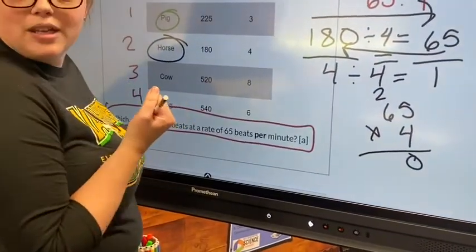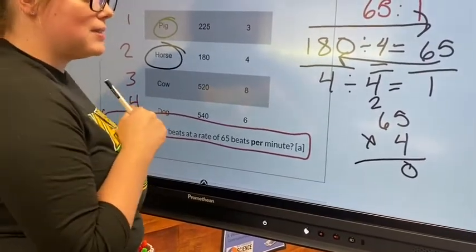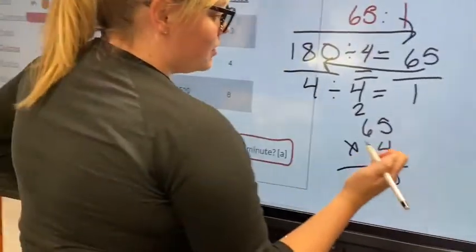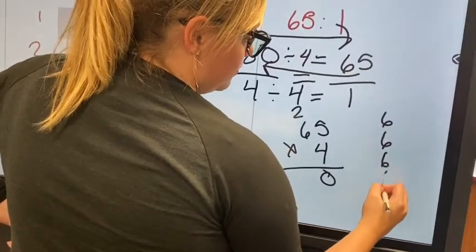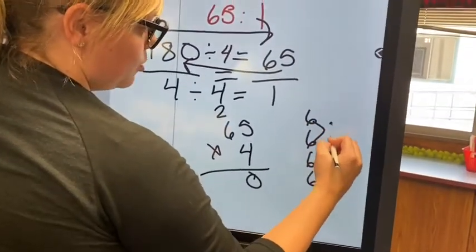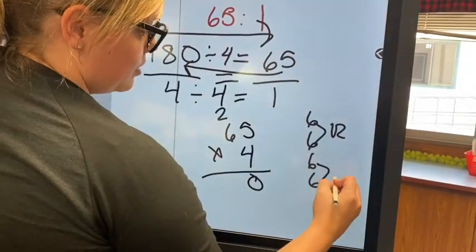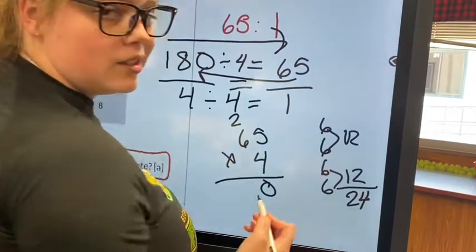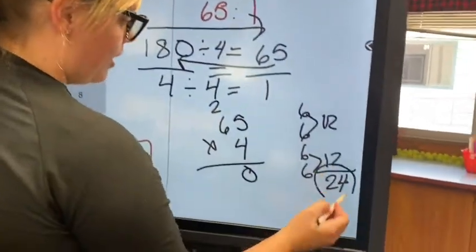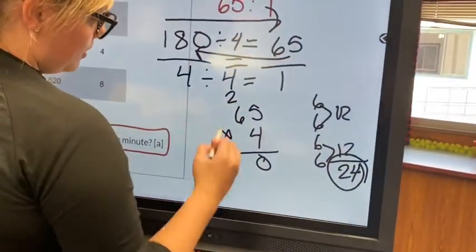What if I don't know that? What if I don't know what 4 times 6 is? Well, I'm going to take 6 and put it 4 times. I know 6 plus 6 is 12, and then I know that 12 plus 12 is 24. So if you're not good at multiplication, just pull that out. So 24, 25, 26.